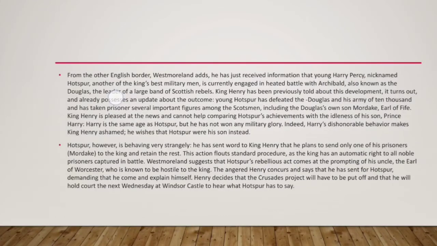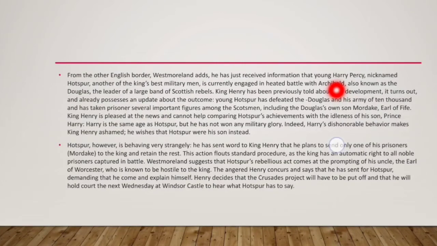From the other English border, Westmoreland adds. Now Westmoreland, the royal councillor, says that from the other English border, he has just received information that young Harry Percy, nicknamed Hotspur, another of the King's best military men, is currently engaged in a heated battle with Archibald. So the king has already lost one of his good military men, which is Mortimer.